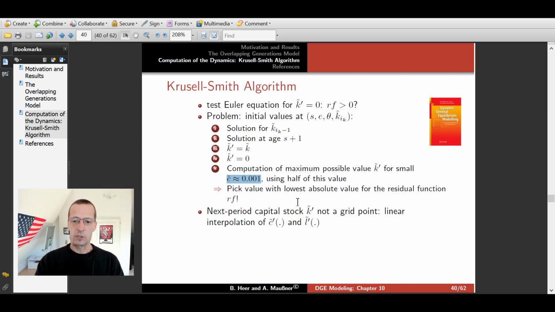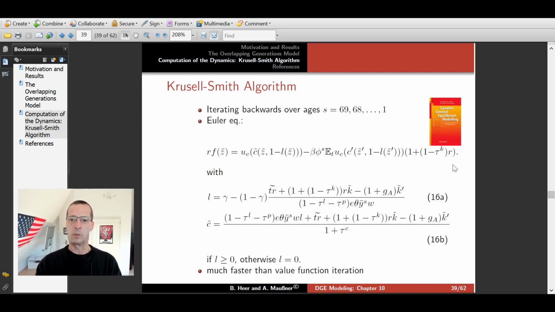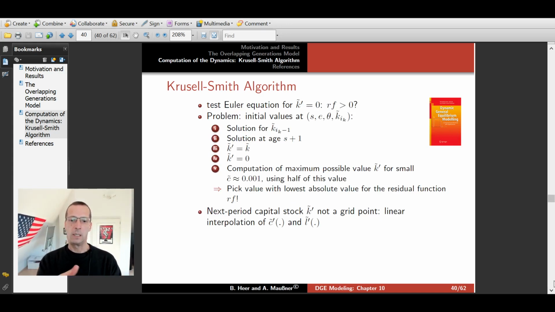A third problem that I need to mention here, the next period capital stock K prime may not be a grid point, so it may be hard to find optimal next period consumption for next period wealth K prime, which is not a grid point because we have not stored this policy at this particular point. So we just have stored it perhaps at neighboring points. And what we do in this case is we use linear interpolation here of the policy functions C prime, L prime at the next period wealth K prime. You may resort to other interpolation like cubic spline interpolation or so on. We just chose the easiest one so that for you, if you want to check our Python code or our Gauss code, it's very easy to follow it. So we just always use the simplest solution here.